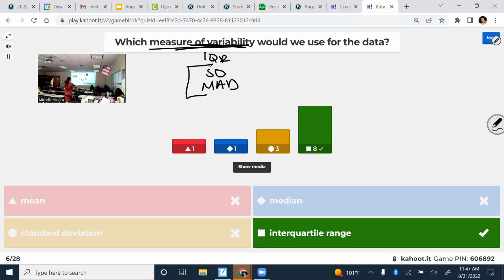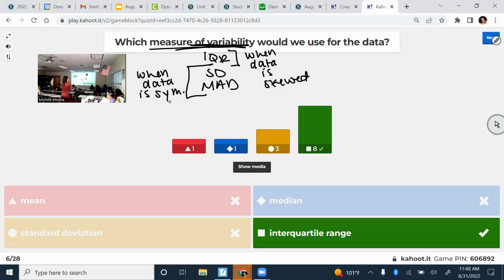These two kind of go together because they both depend on the mean. The mean is actually in both of those formulas. So when do you use these as the better measure of variability? When the data is symmetrical, you use the standard deviation or MAD. When the data is skewed, that's when you use your IQR as the preferred measure of variability.